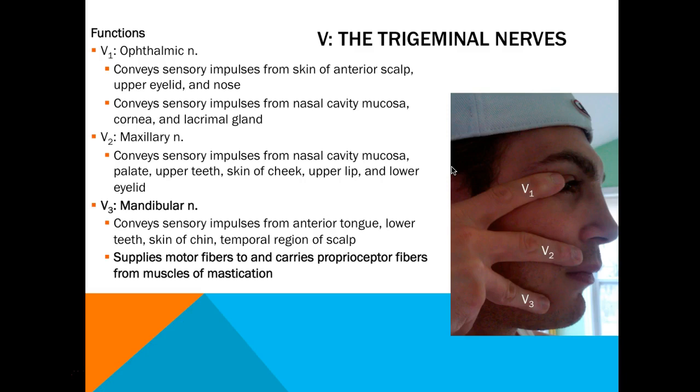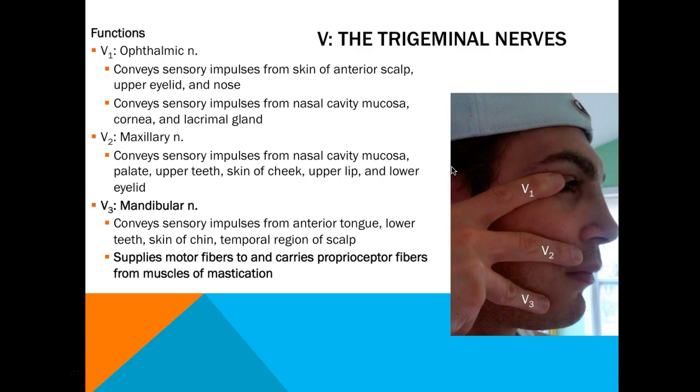But V1, you can see, is headed over to the eye. And so we are going to see sensory impulses coming over from the upper eyelid and also the anterior scalp and nose. We will also have sensory information coming in from the nasal cavity mucosa, the cornea of the eye, which would be that portion where you see the colored area and your pupil, although it's not those actual structures, it's kind of like the window to the eye, and also the lacrimal gland.